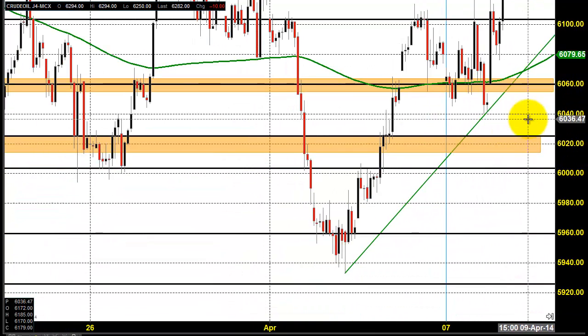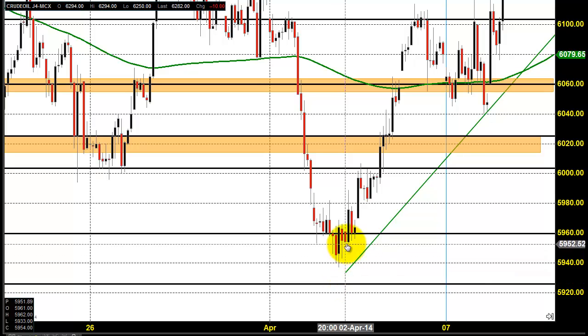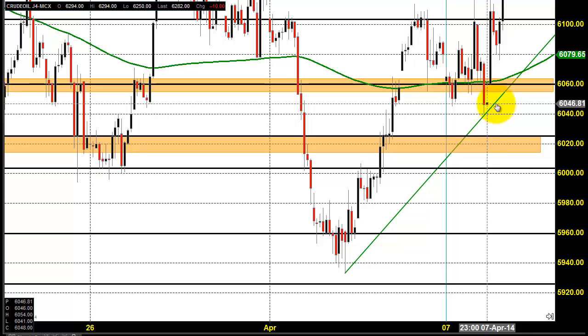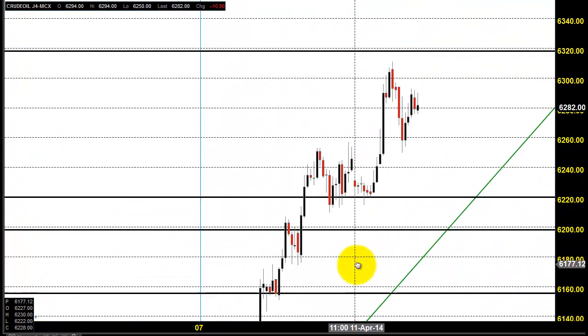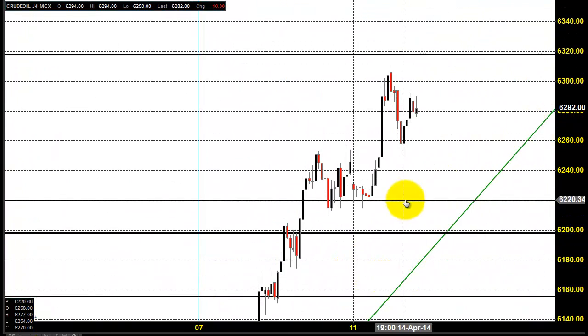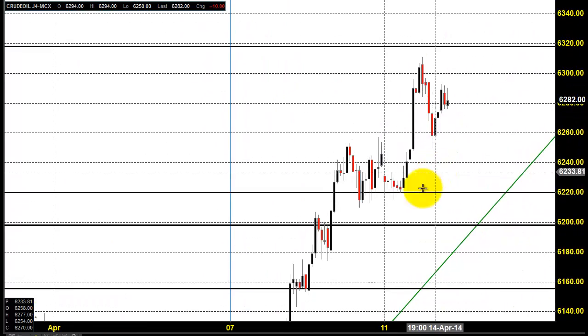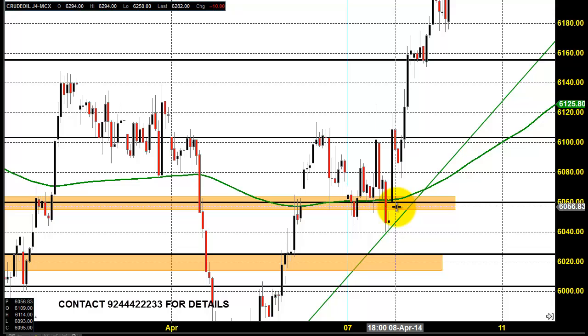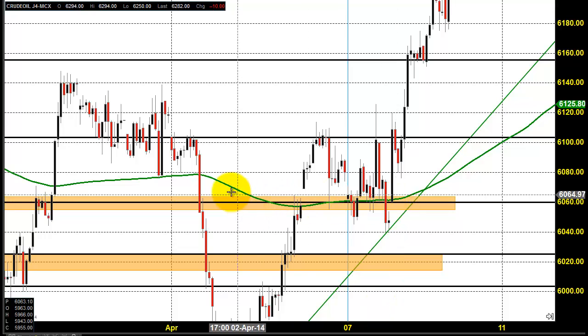So we had drawn a trend line by connecting the low that was created on April 2nd and the low created on April 7th, in order to identify this trend. Everything went as per the plan, and we had clearly identified this particular area of 6060 very early, and also our moving average was converging at this point. That made this area a special zone.